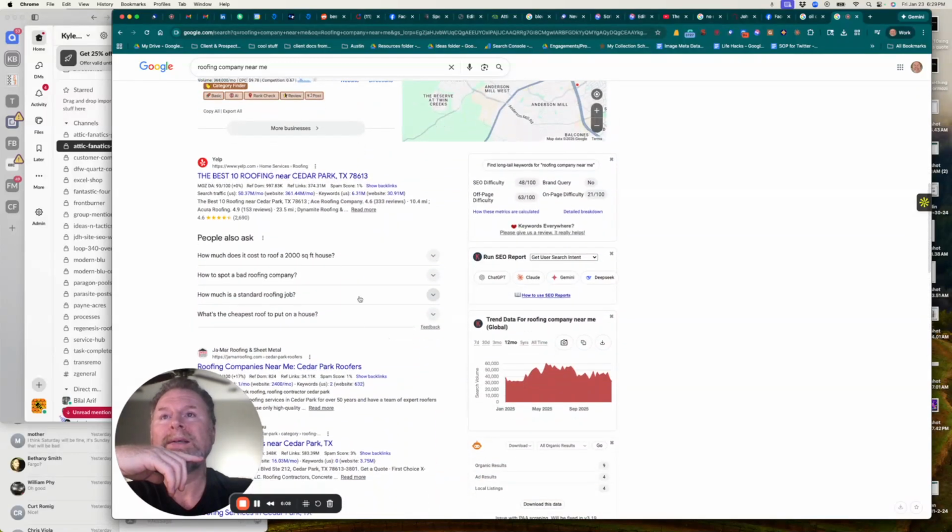So this People Also Ask is a really important, valuable resource because these are the top questions that Google thinks are relevant for your search. So when you put your core keyword in, Google is adding on these different ideas. So roofing company, okay, what is a common question? How much does it cost to roof a 2,000 square foot home? How to spot a bad roofing company? How much is a standard roof job? What's the cheapest roof to put on a house? Okay, so you can see what the concerns are here: their cost and their fear of being scammed, right?